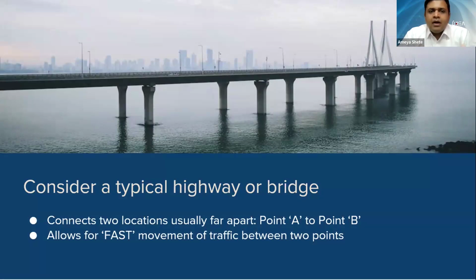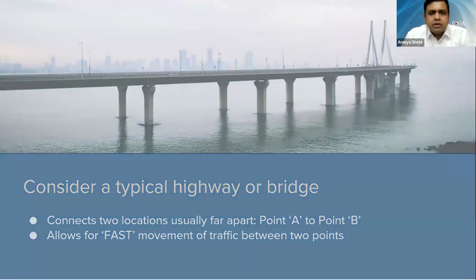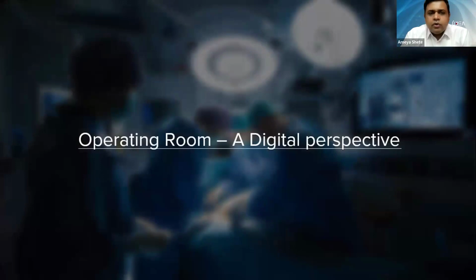So as you can see, this is a typical highway or a bridge. What does a highway or a bridge do? It is basically connecting point A to point B so that there is a faster movement of traffic between the two points. Similarly, when we say digitization in the operating room, we essentially mean that we are trying to connect two ends so that data, in this case video, can be transmitted from one point to the other. Today I am going to give you a digital perspective in the operating room.